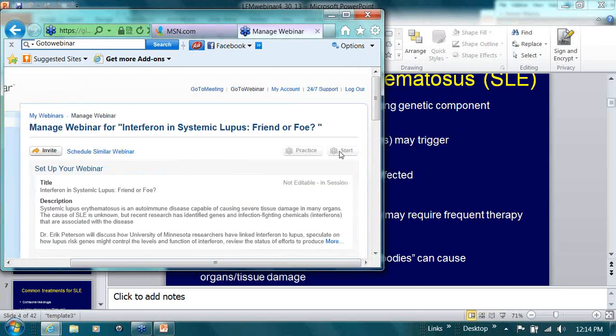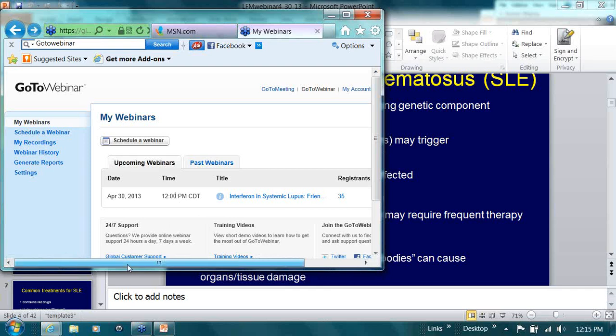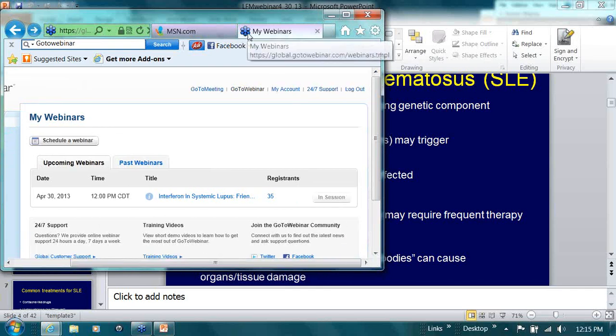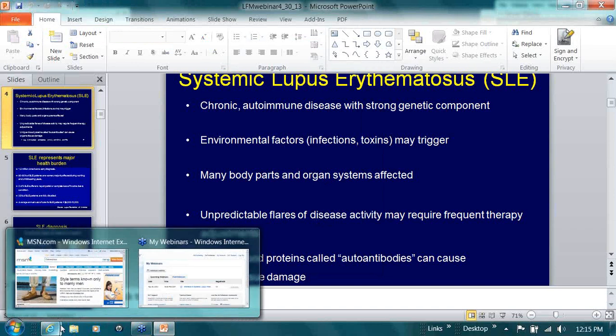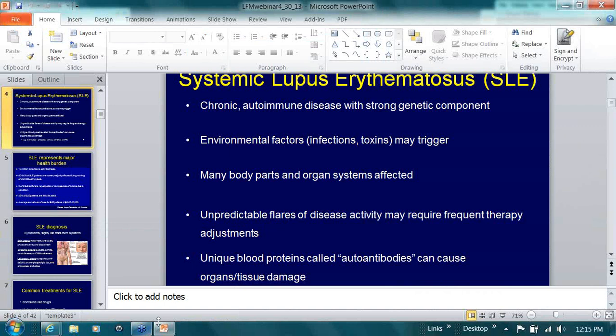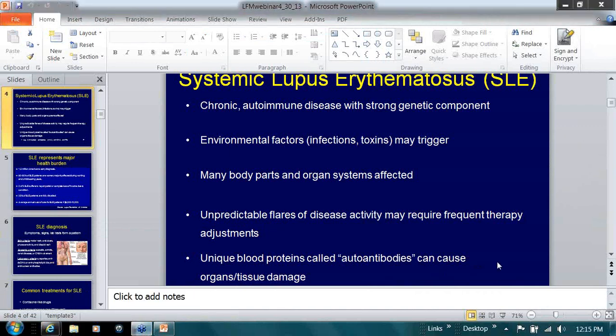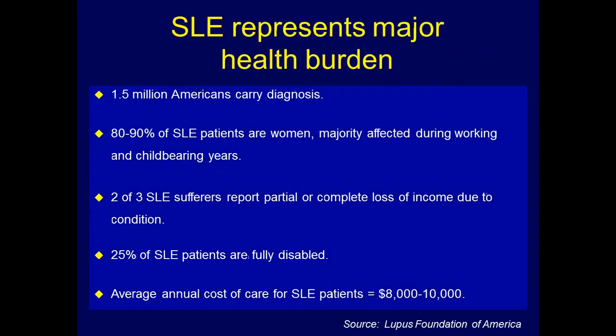So, okay, there's no visual right now for these facts about lupus. About 1.5 million Americans are thought to carry the diagnosis. This is a burden that's heavily tilted against women, since about 90% of lupus patients are women. The majority of women affected by the disease suffer with it during their working and childbearing productive years. And it is difficult to deal with. 2 out of 3 lupus sufferers report partial or complete loss of their income due to the condition, and up to 1/4 of lupus patients are fully disabled. The cost of caring for people with lupus to the healthcare system in the United States is approximately $8,000 to $10,000 per year per patient. So there's a big societal and individual burden associated with systemic lupus.